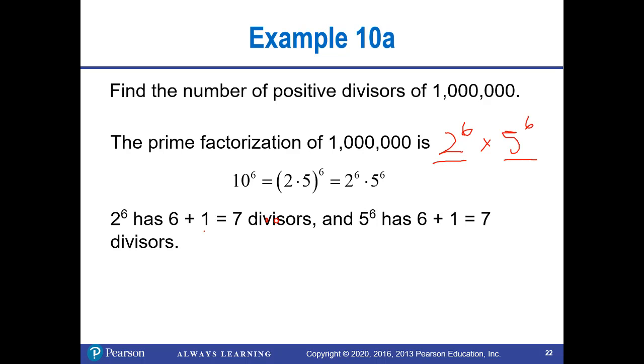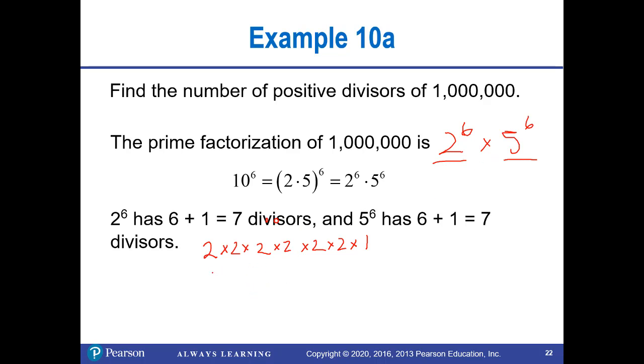So 2 to the 6th has 6 plus 1 divisors because 2 to the 6th is this number. It's 2 times 2 times 2 times 2 times 2 times 2. And we remember, though, that every number also has 1 as a divisor. So 2 to the 6th has 7 divisors. If instead we had gotten 2 to the 8th, it would have 9 divisors. If we would have gotten 2 squared, it would have 3 divisors. If we would have gotten 2 to the 12th, it would have 13 divisors.